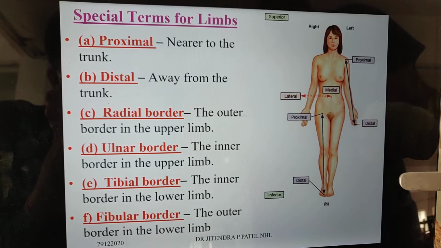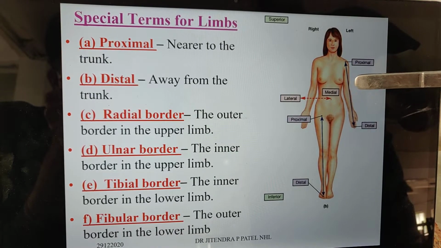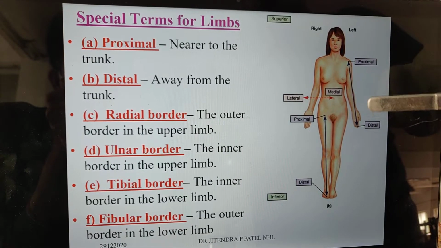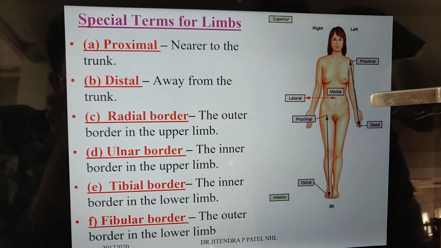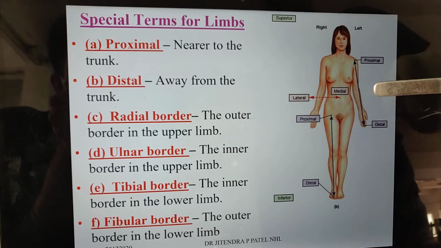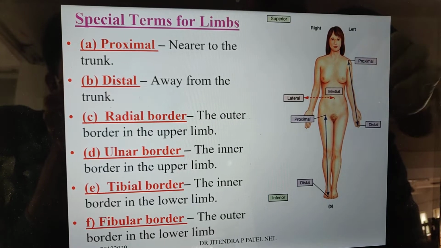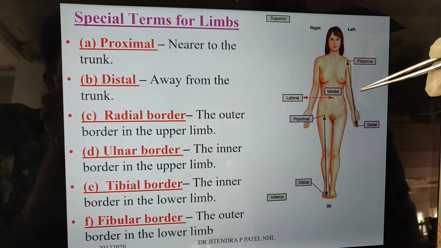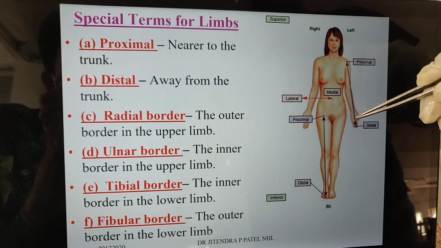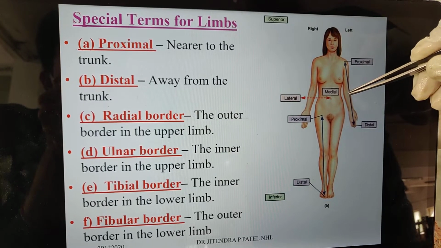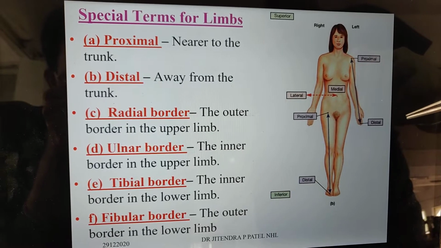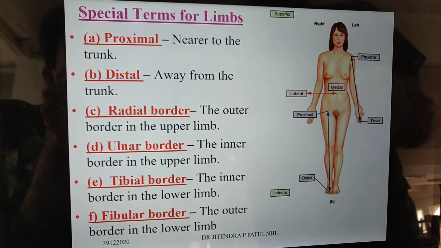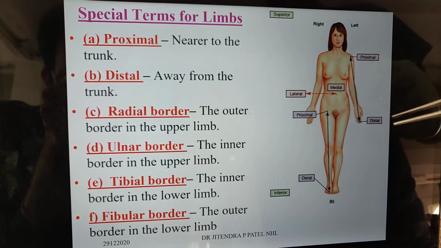Radial border and ulnar border. There are two bones inside the forearm of the upper limb. So the radial border means the outer border inside the upper limb, or it is also called the lateral border. And the ulnar border lies on the medial aspect, it is the medial bone of the forearm. That's why it is called the ulnar border, or the medial border, or the inner border.